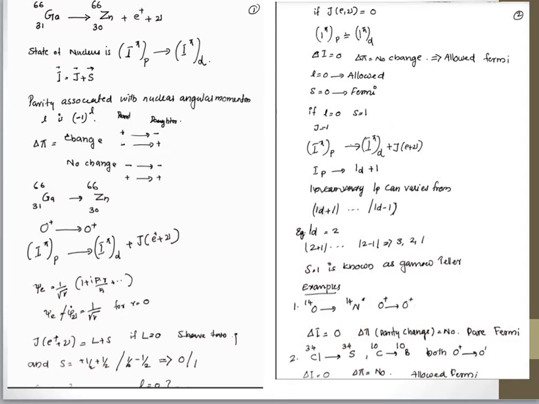Here I is the total angular momentum of the parent nucleus. What is the total angular momentum of the nuclei? The total angular momentum of the nuclei is the vector sum of the orbital angular momentum plus the spin angular momentum, L plus S, values of the parent nuclei.